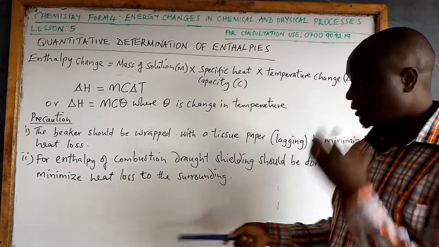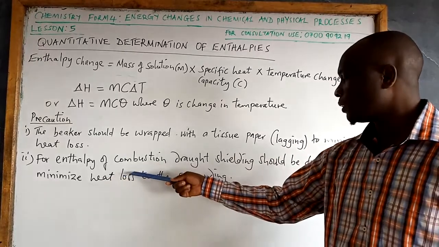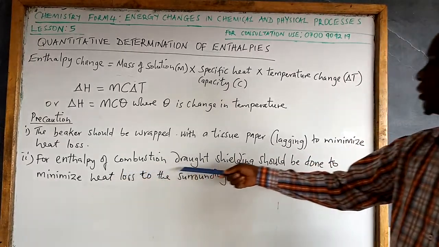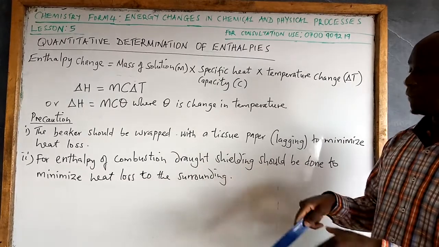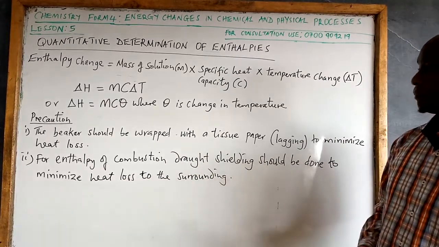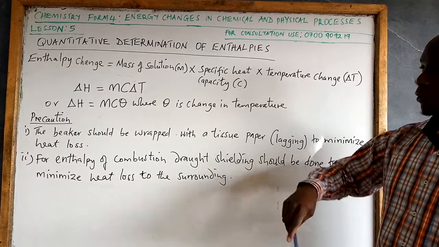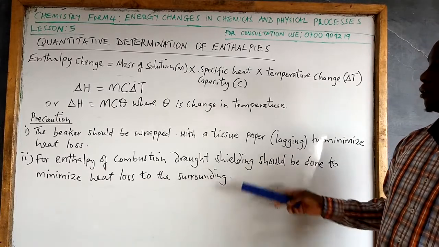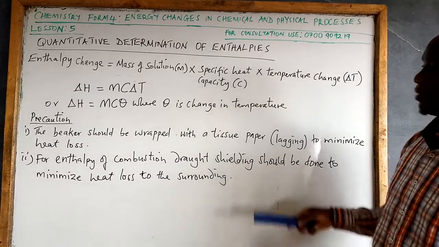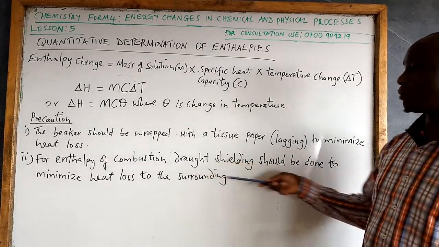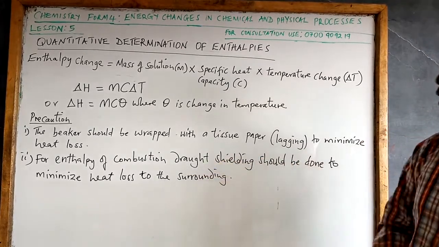And if it is the enthalpy of combustion, then you do what we call draught shielding. Around the flame, you can use carton boxes. You put them around the flame to prevent the heat from being blown away by the wind. That effect is what we call draught shielding.